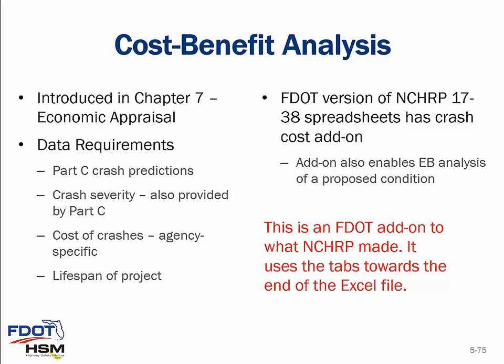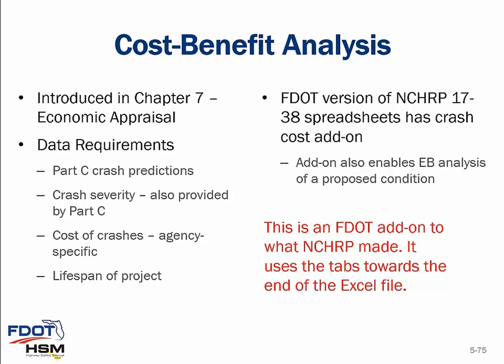As we go through this process, what we need to do is look at Part C, crash predictions, and we can use crash severity from Part C, but we'll talk in a little more detail about using the FDOT crash distribution process. So as we get into the cost-benefit analysis, we're following the procedures introduced in Part B, Chapter 7, the Economic Appraisal chapter of the Highway Safety Manual. And we need to look at what the data requirements are to do this.